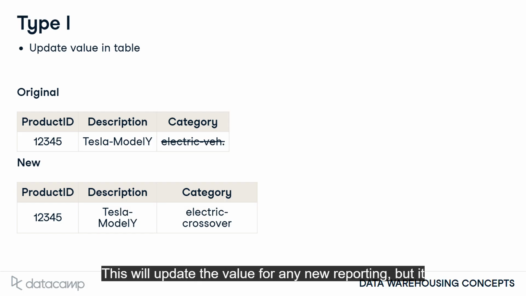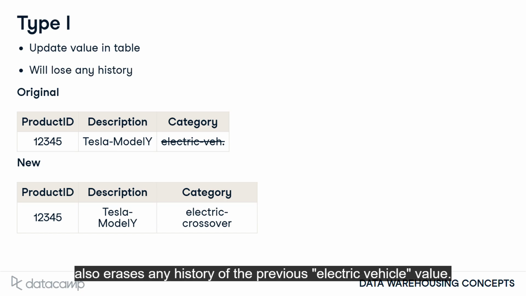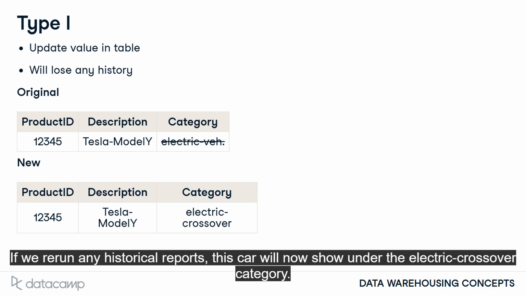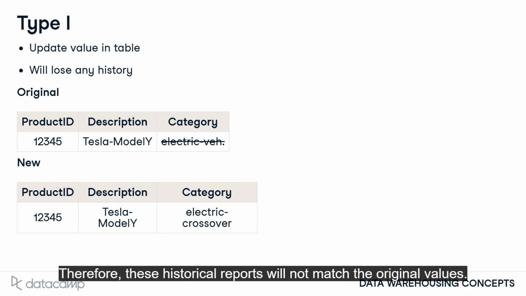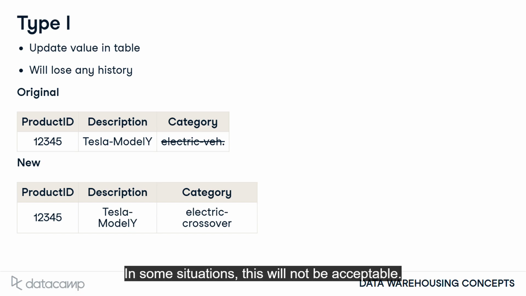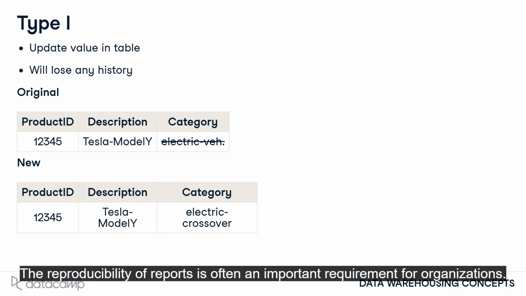This will update the value for any new reporting, but it also erases any history of the previous electric vehicle value. If we rerun any historical reports, this car will now show under the electric crossover category. Therefore, these historical reports will not match the original values. In some situations, this will not be acceptable. The reproducibility of reports is often an important requirement for organizations.